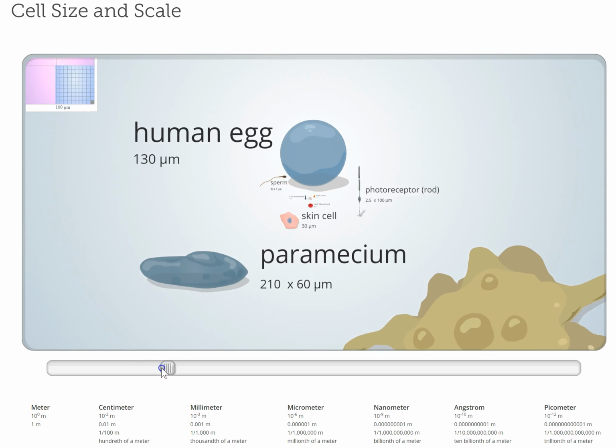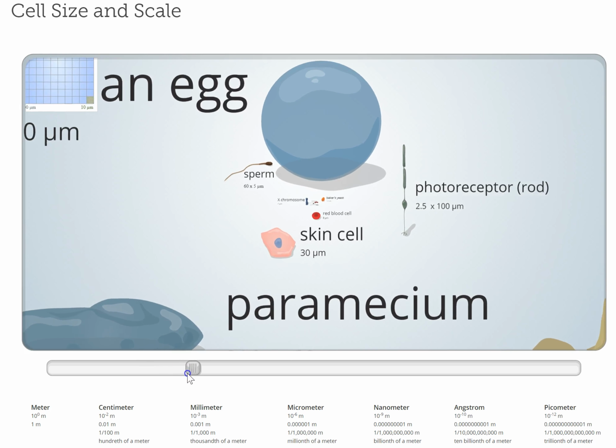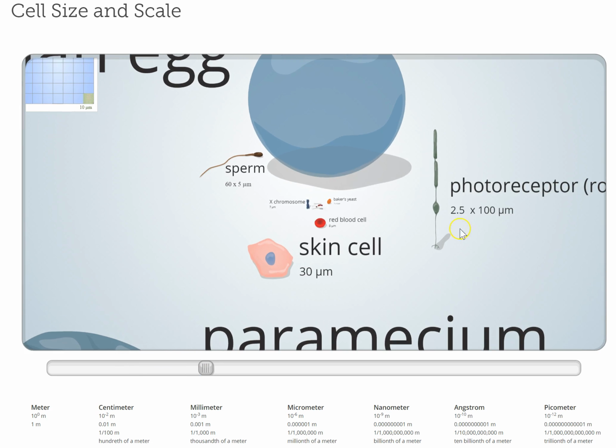As we focus in even further, we can get to a photoreceptor cell. These are the ones in the back of your eyes catching light. Our flat skin cells, our red blood cells, the sperm cell. You can tell there's quite a bit of difference between these two. Sperms are travelers. Eggs need to hold all the food and resources before they implant in the mother.